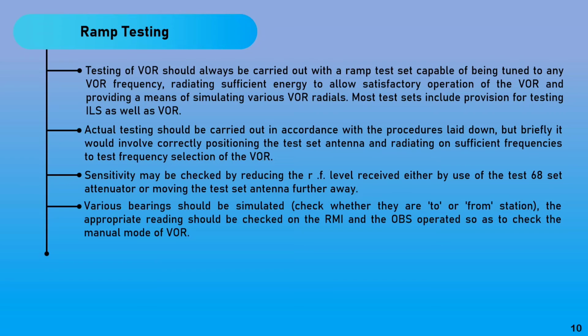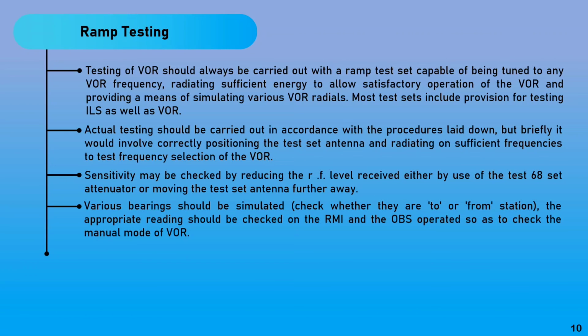Ramp testing. Testing of VOR should always be carried out with a ramp test set capable of being tuned to any VOR frequency, radiating sufficient energy to allow satisfactory operation of the VOR and providing a means of simulating various VOR radials. Most test sets include provision for testing ILS as well as VOR. Actual testing should be carried out in accordance with the procedure laid down, but briefly it would involve correctly positioning the test set antenna and radiating on sufficient frequency to test frequency selection of the VOR. Sensitivity may be checked by reducing the RF level received, either by use of the test set attenuator or by moving the test set antenna further away.